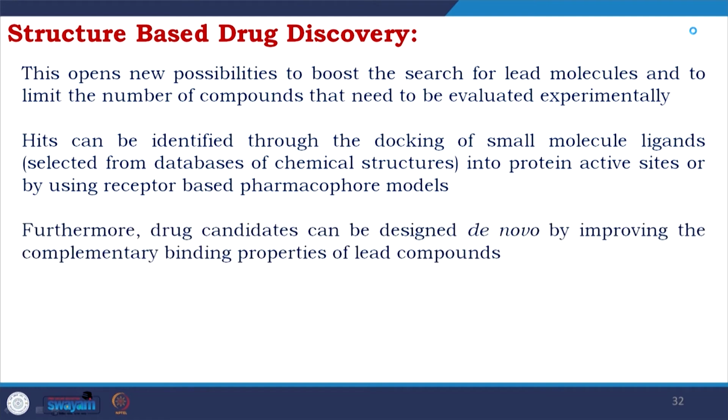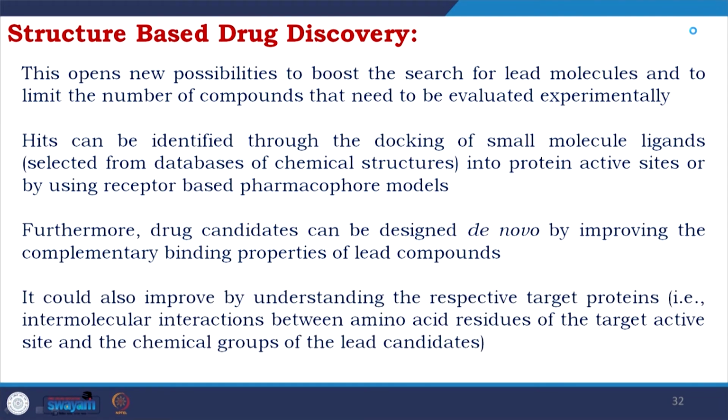Furthermore, drug candidates can be designed de novo by improving the complementary binding properties of the lead molecules. It could also improve by understanding the respective target proteins, that is the intermolecular interactions between the amino acid residues of the target active site and the chemical groups. So, if you have these, you know that there is an oxygen. So, how will the interaction happen? Is it a hydrogen bond? Is it a charge interaction and all those things?